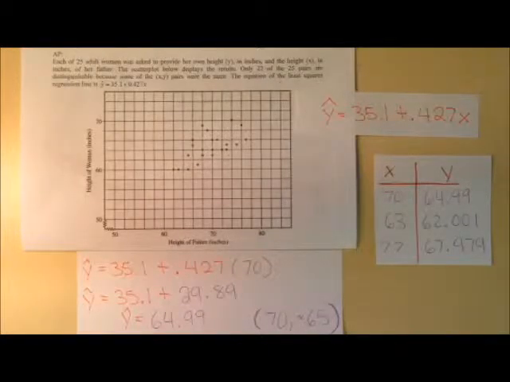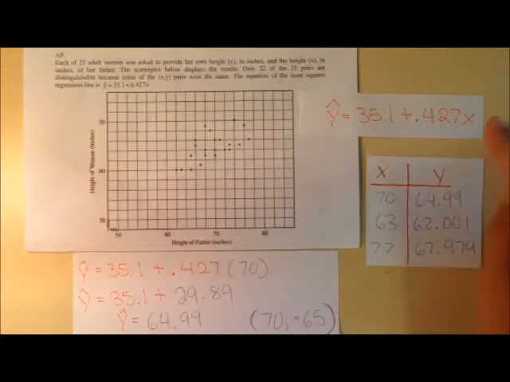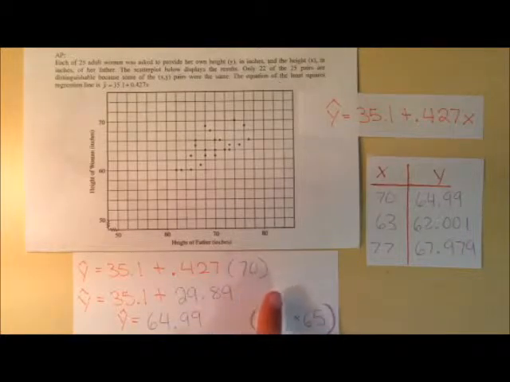The equation of the least squares regression line is y hat equals 35.1 plus 0.427x. Part A asks us to draw the least squares regression line on the scatter plot above. So now that we have the least squares regression equation, which I blew up here so you can see a little bit better, we can start to solve for the xy pairs by plugging in different x values, or heights of fathers. The first value I chose was 70, and if you plug that in for x and solve for y hat, you get 64.99, and you can make a coordinate pair.